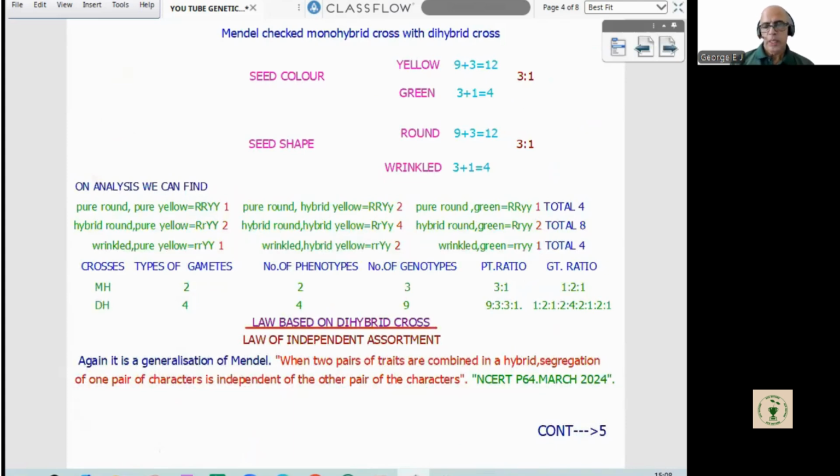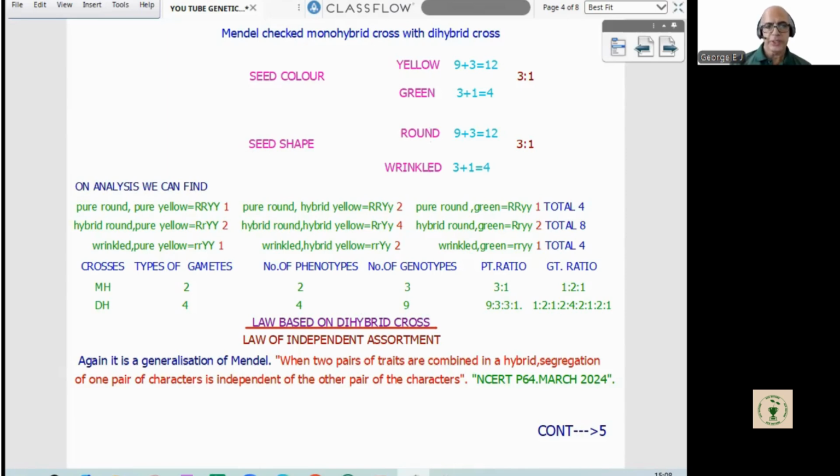Now, Mendel did monohybrid as well as dihybrid crosses. Check this monohybrid cross against the dihybrid cross. That means seed color, a single character, yellow, green. Yellow with 12, green with 4. So the ratio will be 3:1. Similarly, seed shape, round and wrinkled. Round will be 12, wrinkled will be 4. So again, ratio 12:4, 3:1. So again, a prominent question.